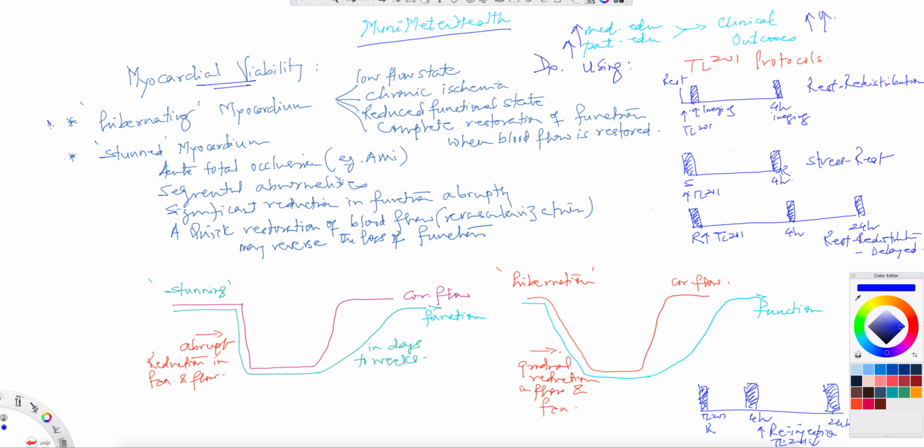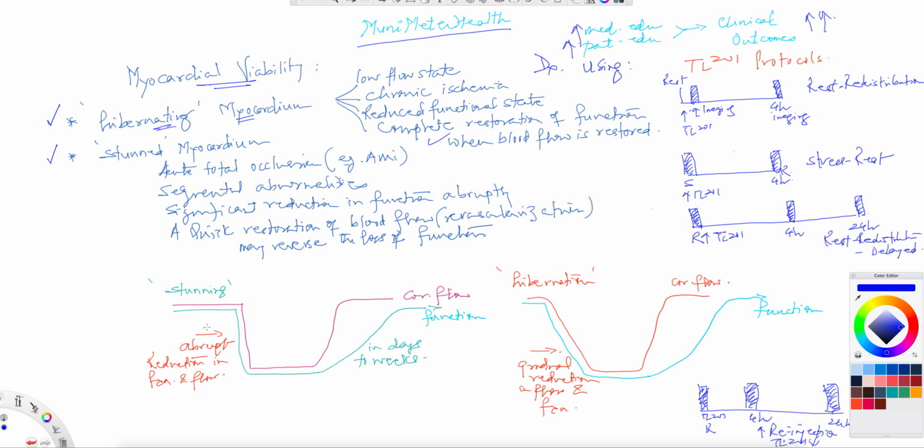There were two terms that were coined, one by Dr. Braunwald and the other one by Dr. Rahimtoola. Hibernating myocardium, in the early or mid 1980s, is when the concept of hibernating myocardium evolved, where a low flow state was ascertained in a setting like chronic ischemia or a chronic ischemic heart failure state, where there was a reduced functional state. If the functional state could be compromised because of the low flow state, all you had to do was reverse the low flow state and you will have a complete restoration of function when blood flow is restored.